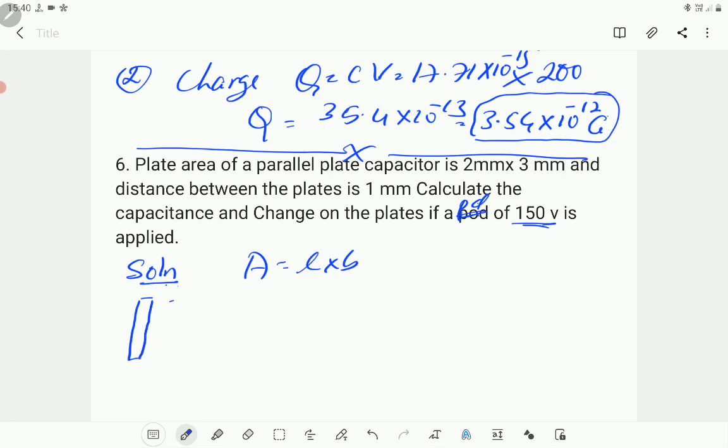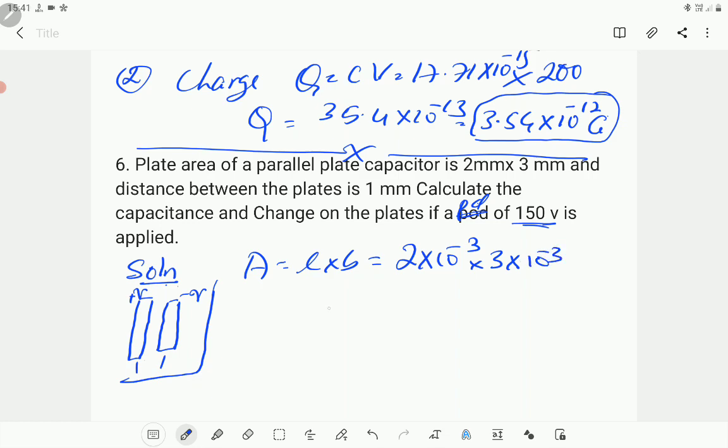One plate, the other one like this. One acquires positive charge, the other acquires negative charge. The separation is given. This part is very familiar to you. You have learned the theory. What's the length? 2 mm, 10 power minus 3. Breadth 3 mm, 10 power minus 3. So the area, 2 threes are 6, 10 to the power minus 6 meter squared. It should be in SI units.